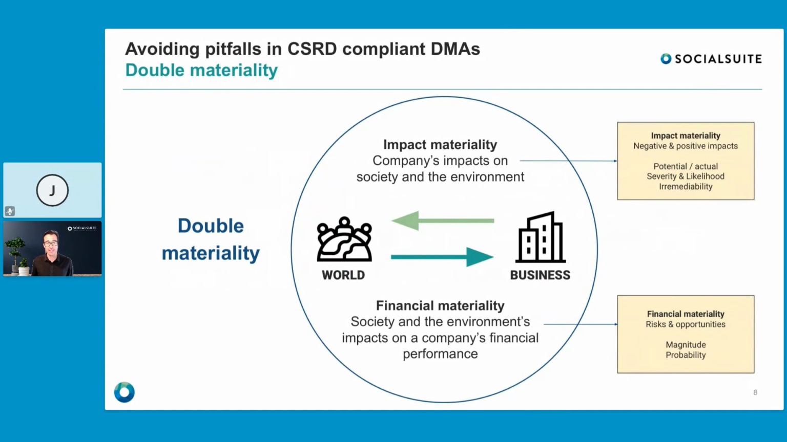What we generally see is that it's been approached from 2 perspectives, from the impact perspective or from the financial perspective, which in this slide you see as impact materiality and financial materiality. If we use both perspectives, that is what we call double materiality, and that is becoming a lot more common. With impact materiality, we're looking at what impacts the company or organization is having on the outside world, on society and the environment. So what are your both positive and negative impacts on the world?